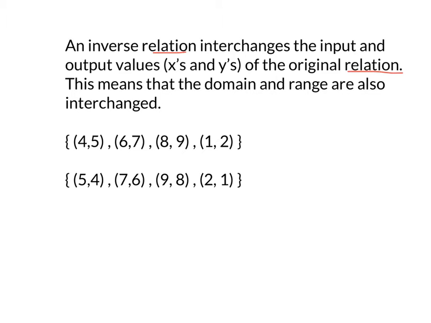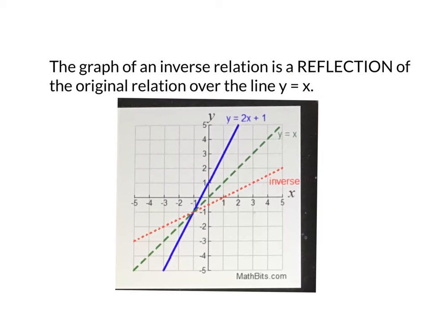So all we're going to do to get the inverse is switch the x's and y's, which means the domain and range are also interchanged. So I'll put an example down here. If I have this relation, a set of ordered pairs, (4, 5), (6, 7), (8, 9), (1, 2), the inverse is just switching your x and y's, or interchanging them: (5, 4), (7, 6), (9, 8), (2, 1). Really hard stuff right there. So inverses, get that in your mind. When you do an inverse of a function, you just interchange the x and y, or the input-output, or the domain and range.